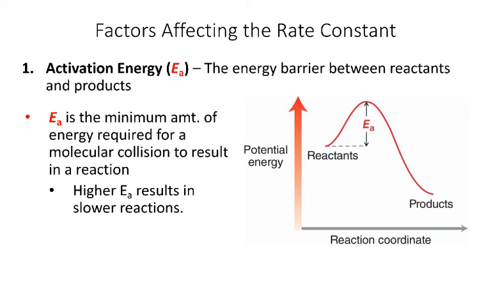Now, the rate constant, the k in our rate law, has a lot of factors that influence it. In general, the bigger k is, the faster the reaction is going to be.